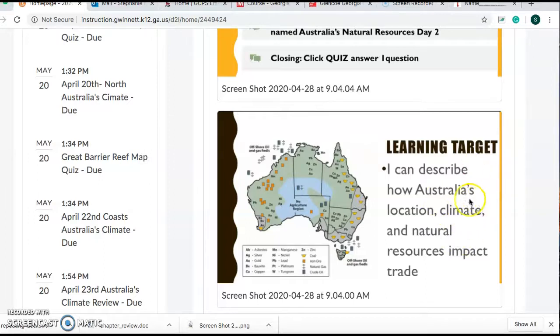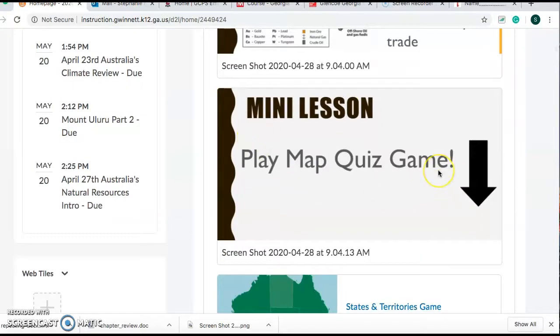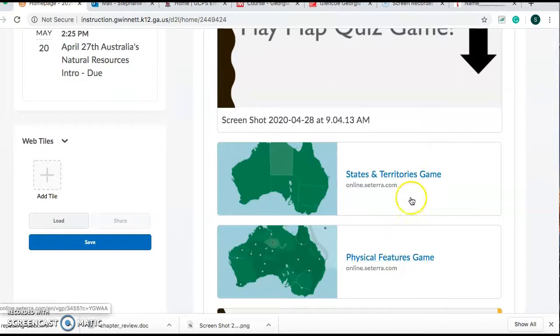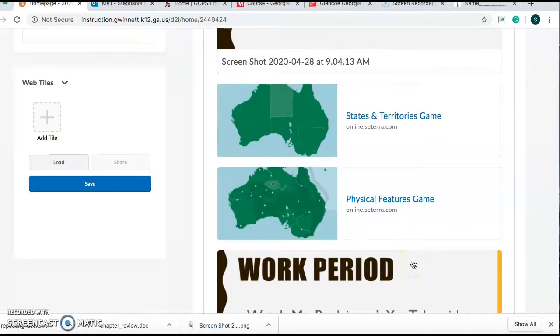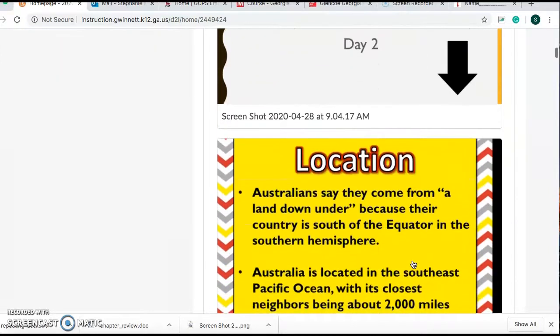Yesterday we talked about the climate and we talked about the different natural resources that they have. Today we're going to be talking about how Australia's location, where it's located in the world, impacts how it trades and who it trades to. So for your mini lesson, you should be going to the map quiz games. You can click here or here, and it'll bring you to the states and territories game or the physical features game.